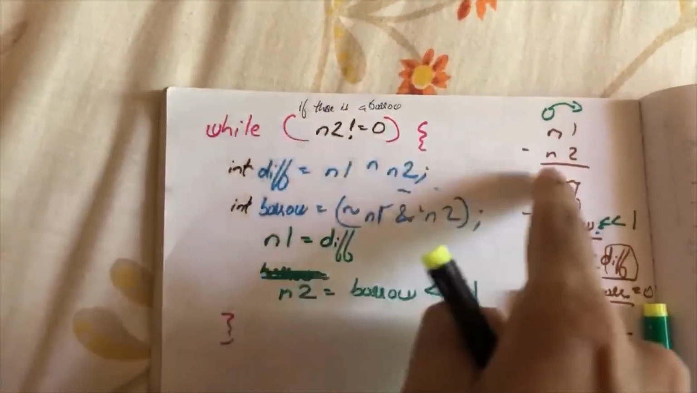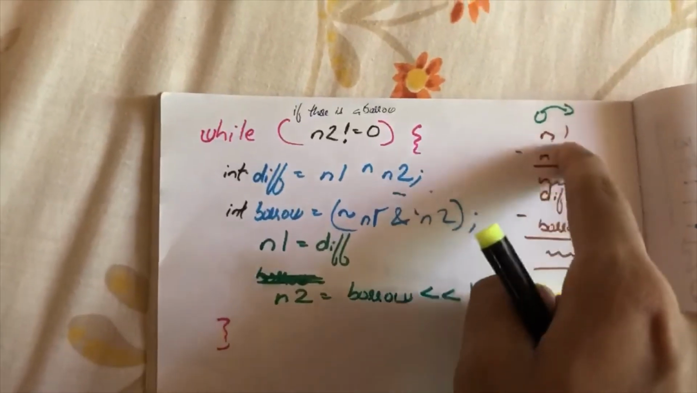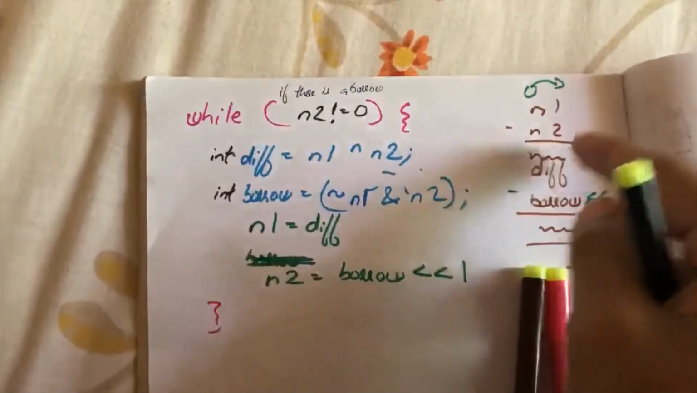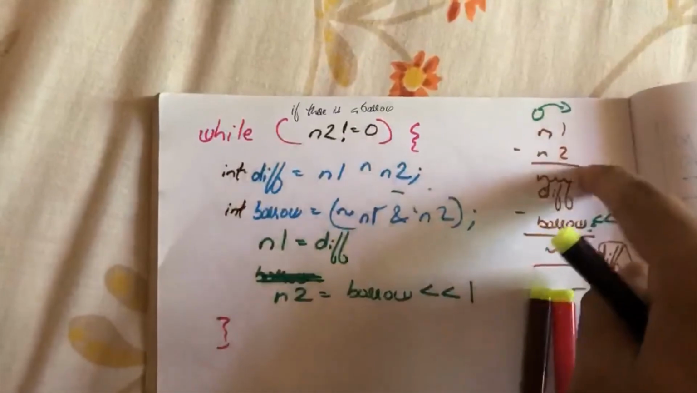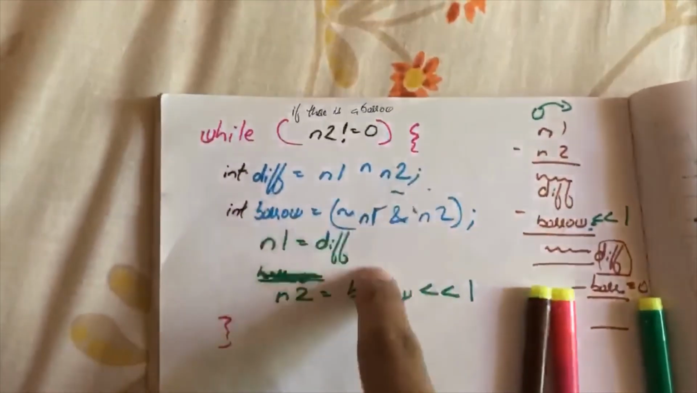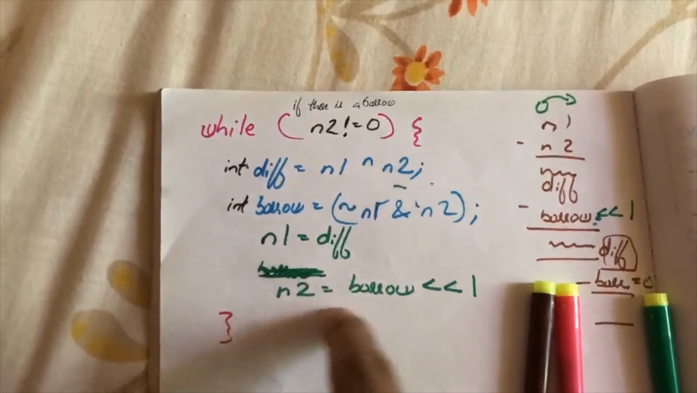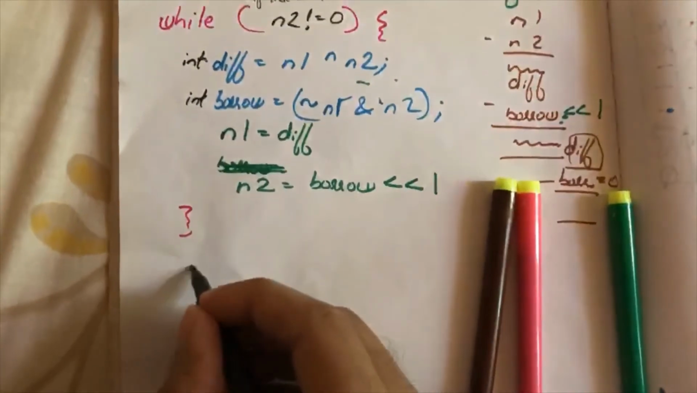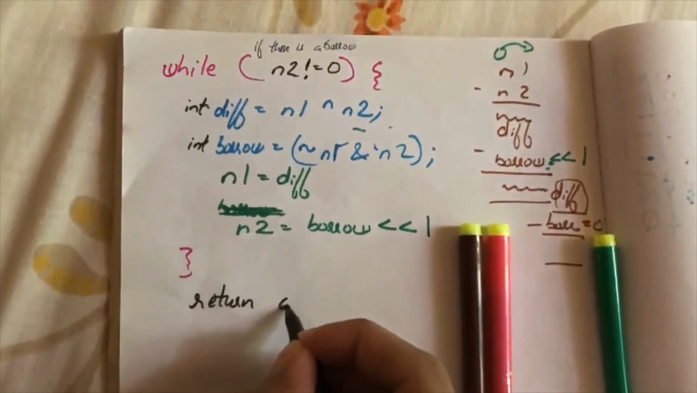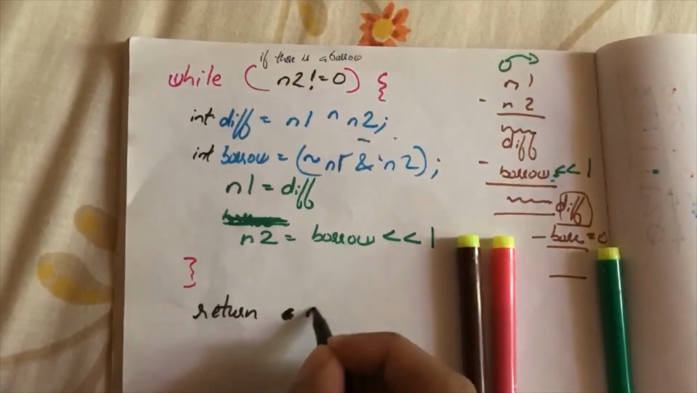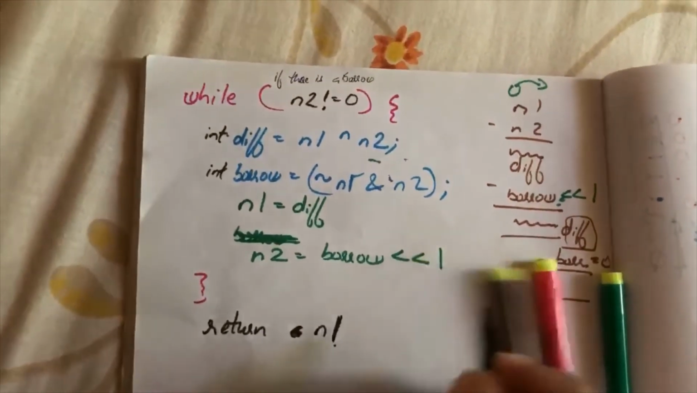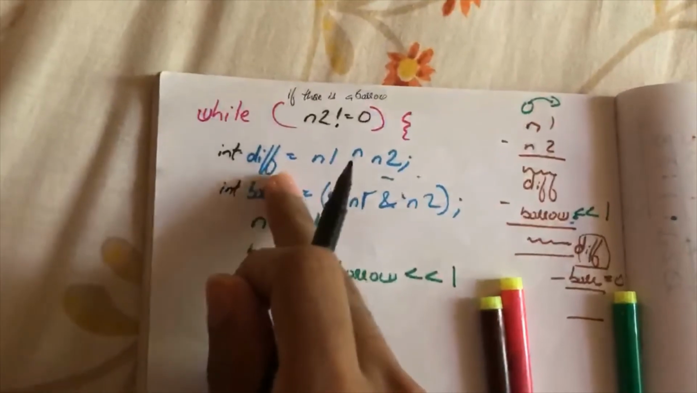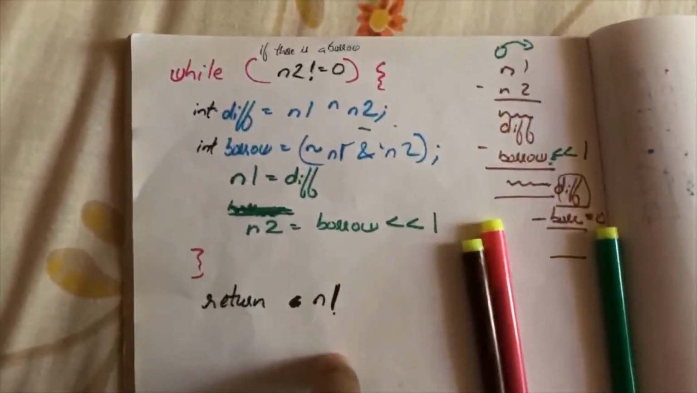So the first time, supposing that you're not trying to subtract any value by 0, you're giving two definite values, so this n2 will not become 0 the first time. And then while the loop is running, in an iteration, if borrow is 0, then n2 becomes 0 and it comes out of the loop, and it should return you n1. Why n1? Because the value of diff, you are storing it in n1, and diff is also a variable just declared inside the loop, so you cannot call it outside the loop.